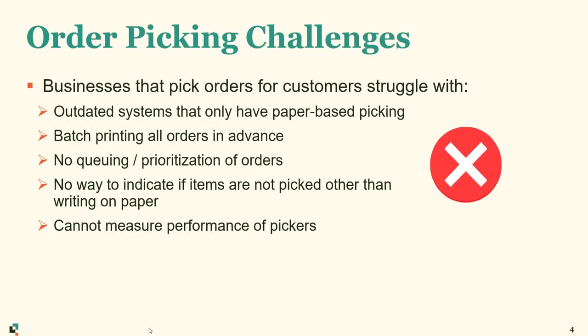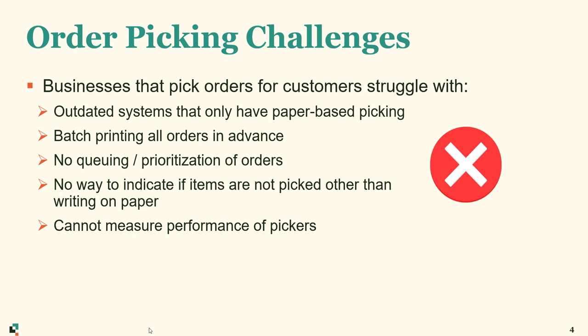Over the years, Trinity has found that clients struggle with a common set of challenges around order picking. These 5 areas always seem to be at the core of client problems and include systems that have only the ability to do paper-based picking, having to batch print all the orders for a single day and manage the operational workflow from a stack of paper.